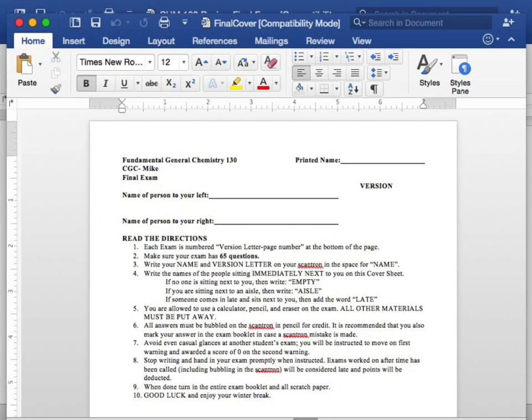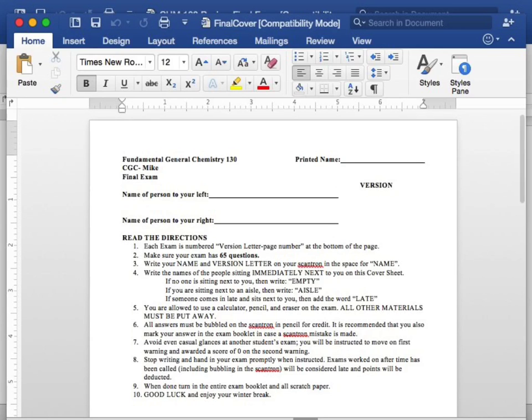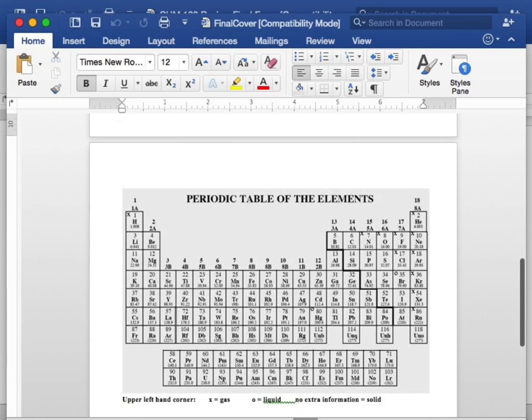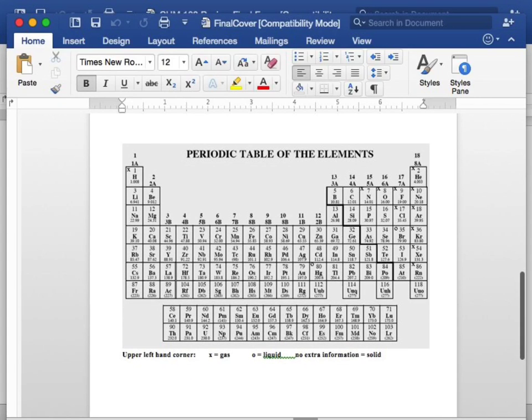So we've got the directions. We'll do the whole name thing that we've been doing again. Put away all your materials, all that kind of fun stuff. Don't cheat. Good luck. Have fun. That kind of thing. First one done, get the name. The next page will have your periodic table of the elements.